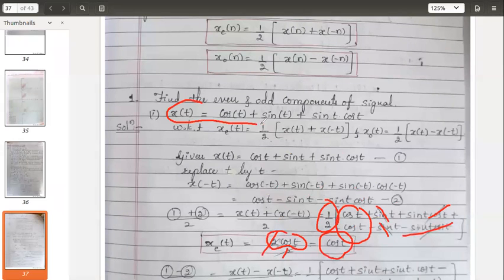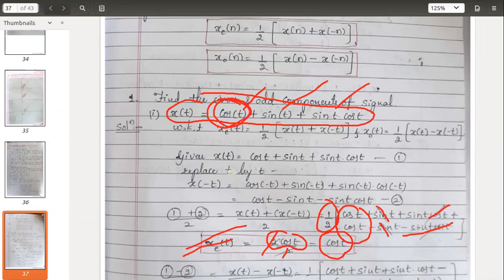Out of this complete equation, the first part is the even part. The meaning of this is that the x of t equation, which has three terms, cos t plus sin t plus sin t cos t, only the term cos t represents the even part. So obviously whatever remains will be the odd part, right.